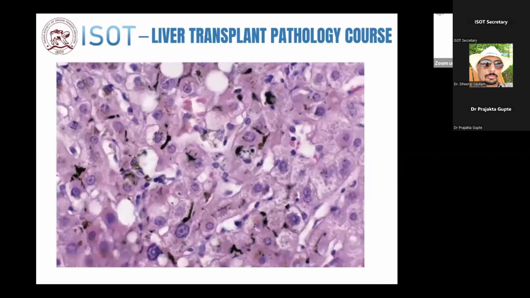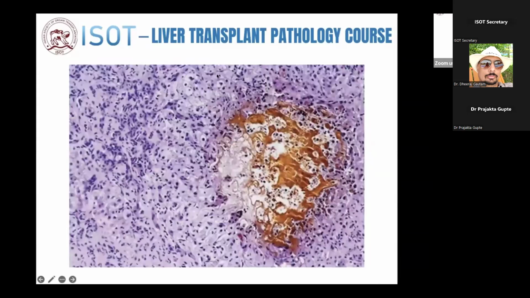Here we can see canalicular cholestasis. You can see that the canaliculi are plugged with bile. And in the acute phase of large bile duct obstruction, this is one of the earliest features to show up, that is centrilobular canalicular cholestasis.